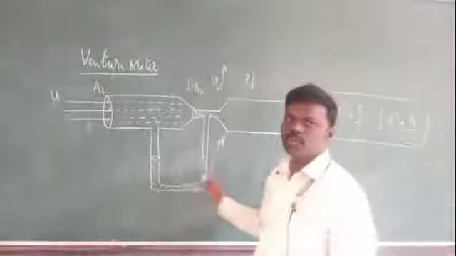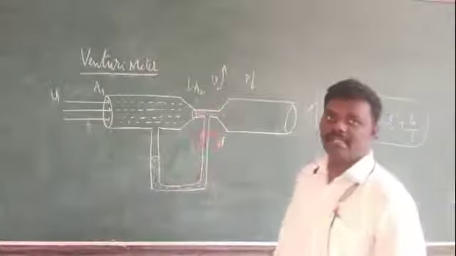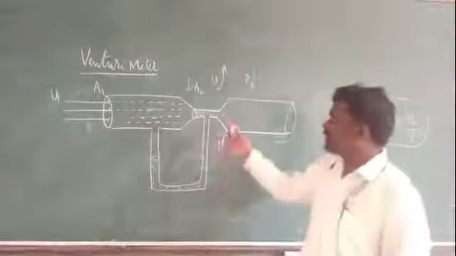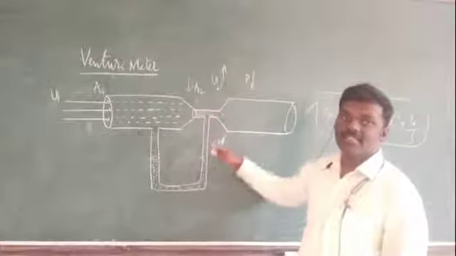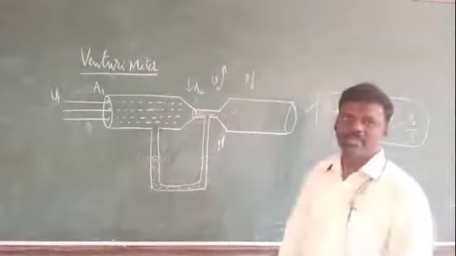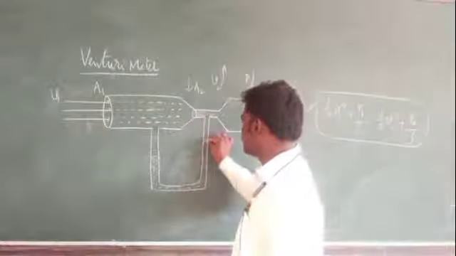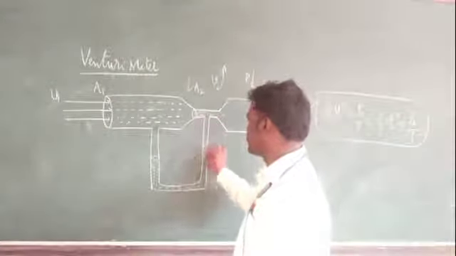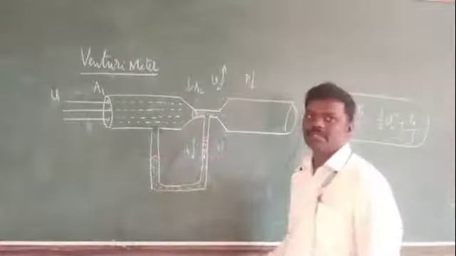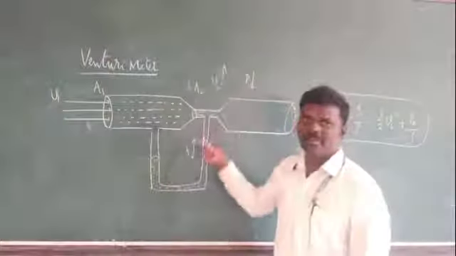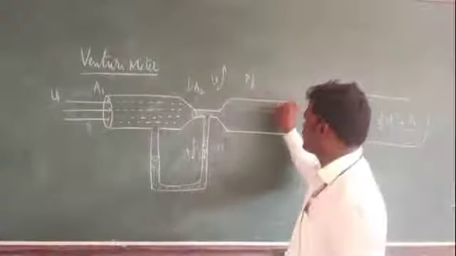Then the liquid in this U-shaped tube rises because there is a variation in the pressure. Here pressure is less, here pressure is more, so there is a pressure difference between the two. The liquid level in this tube rises a little bit. I am taking this height as h. Some of the liquid enters up, a small drop, and then the fluid comes out.